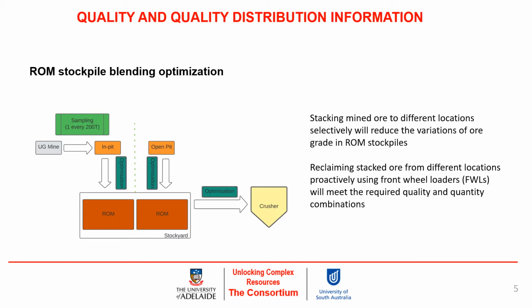If we can have the most accurate quality and quality distribution within a stockpile and extend such understanding to all the room stockpiles, it is then possible to apply optimization algorithms at different stages. For example, to stack selectively to adjust the quality of stockpiles, or to reclaim stockpiles proactively to meet the required quality and quantity combinations. Thus, the blending efficiency will be improved dramatically.